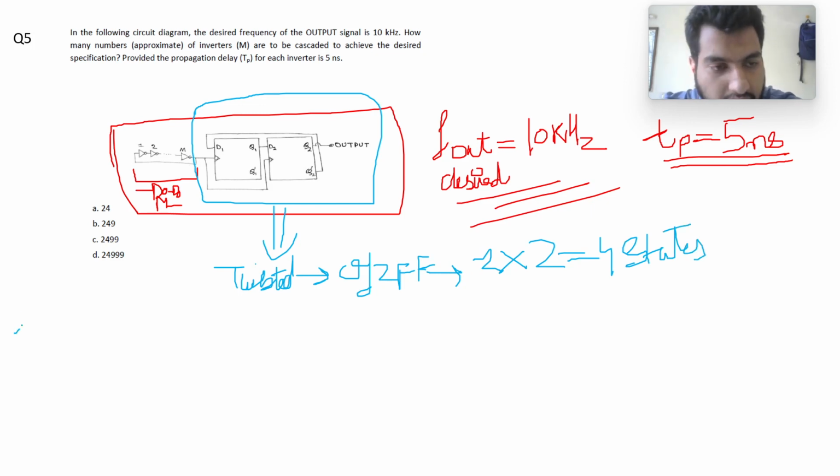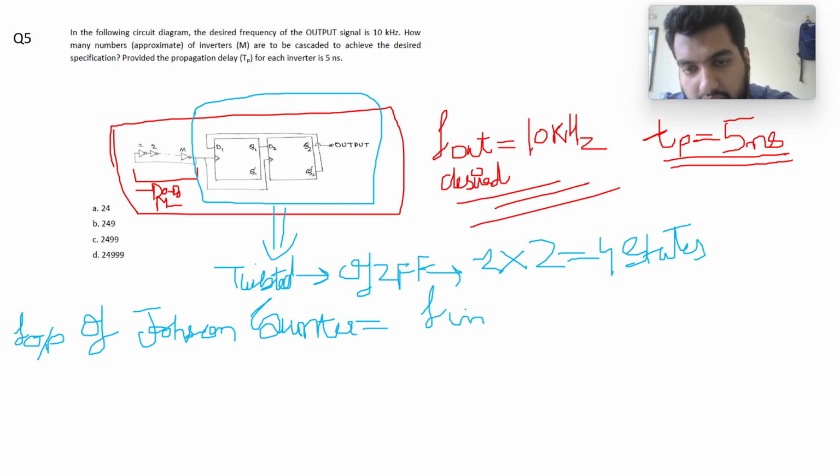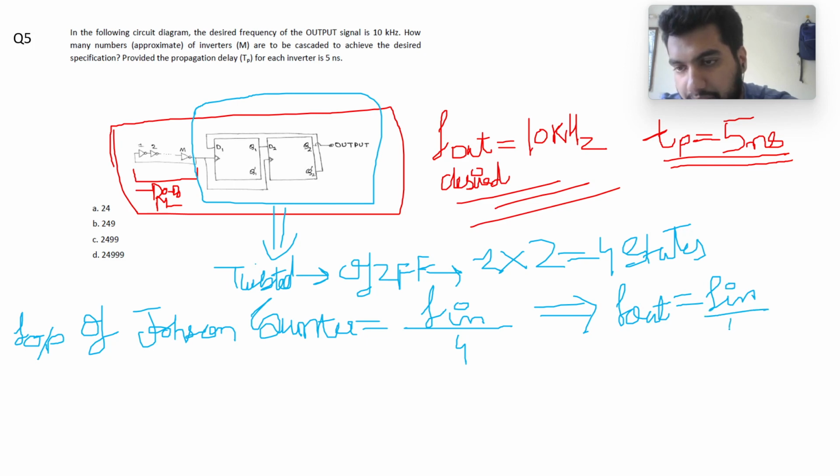And we know that the output of a twisted ring counter or Johnson counter is equal to the input clock frequency divided by 4, right? And that implies F output, that is the required frequency, is equal to F input by 4. Now we need to figure out what this F input is equal to.